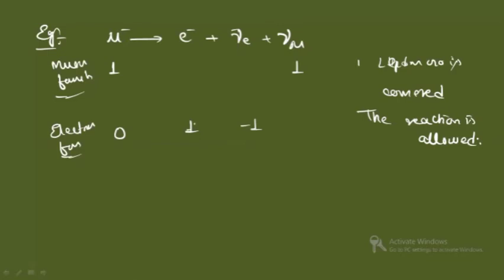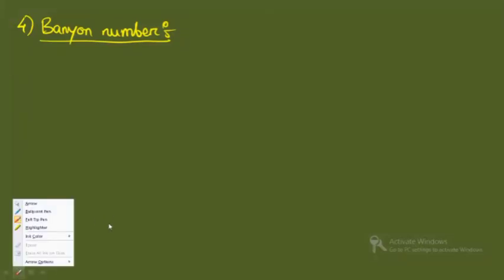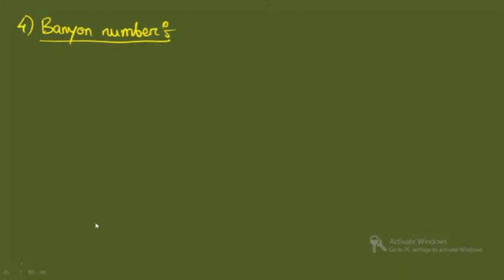There you can see whether the reaction is allowed or not. So this is a very simple way to check. Next, we will see the conservation of baryon number. So we have already seen which are baryons. Here we will see the particles which come under baryons.